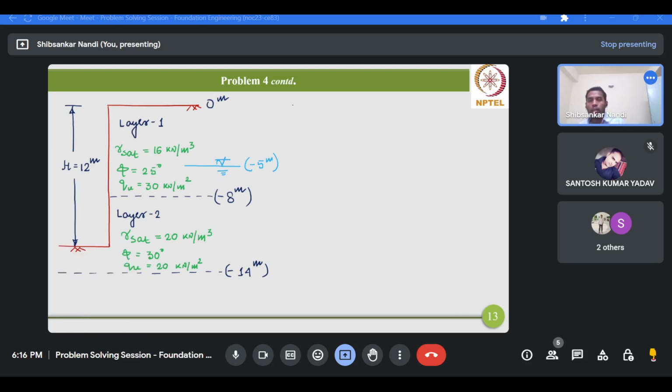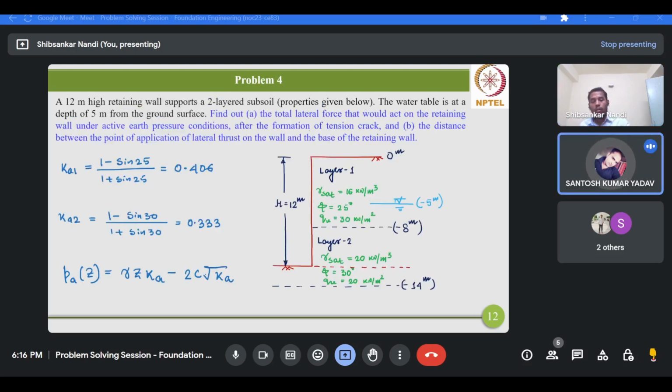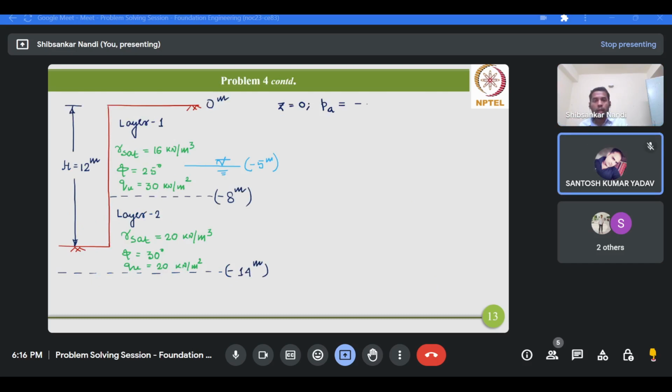So for layer 1, here I am calculating at z equals to 0. So what would the PA value be? The first value is 0 minus 2C into root under Ka, so minus 2C1 root under Ka1. Now what is the value of C1, or cohesion, for layer 1?